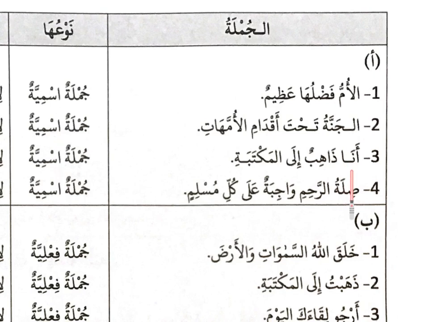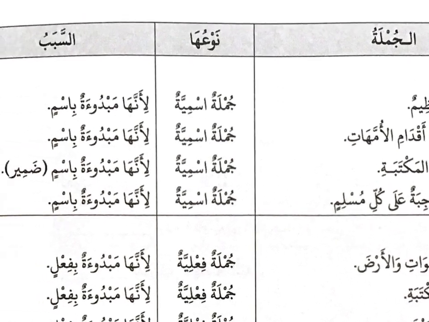Al-jumlatu thalitha, the sentence starts with ana. Ana is a pronoun, a damir, and damir is also an ism. So since this is an ism, we call this jumlatun ismiyatun. And the same goes for al-jumlatul rabi'ah, the fourth sentence. The sentence starts with the word sila, silatul rahim, and the word sila is also an ism, and we call this jumlatun ismiyatun.